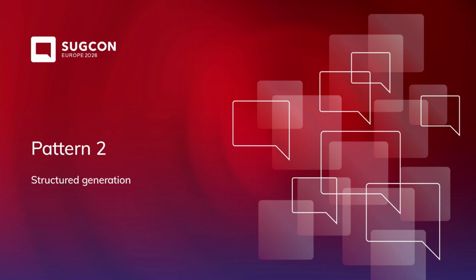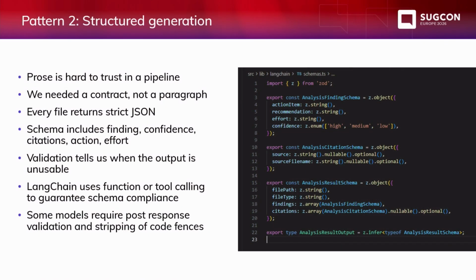The next thing we wanted to deal with was the structured output from the LLM. So in a situation like this, where we're going file by file and then aggregating at the end, we don't really want the LLM to be returning prose. We don't want paragraphs of text back. We need a contract. We don't want to have a conversation at this point. We just want to know exactly what we need to do.